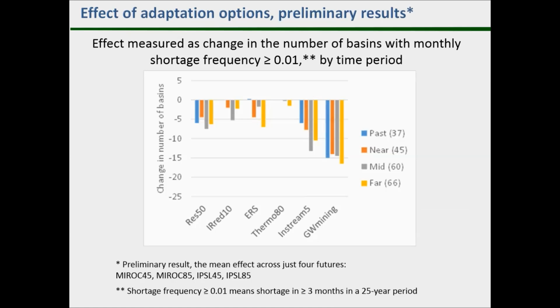So here is the result of looking at the effect of those 5 adaptations and 1 other change. That's the ERS levels of ag irrigated area and water application. So first of all, on the left, increasing reservoir size by 50% removes in each of the 4 25-year time periods about 5 basins from the shortage list.